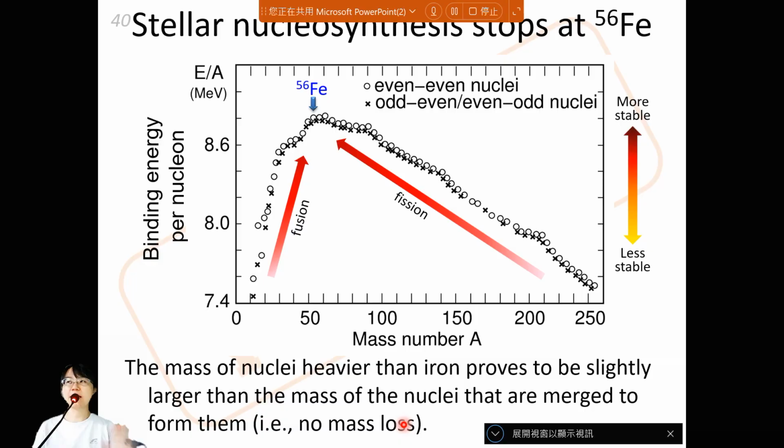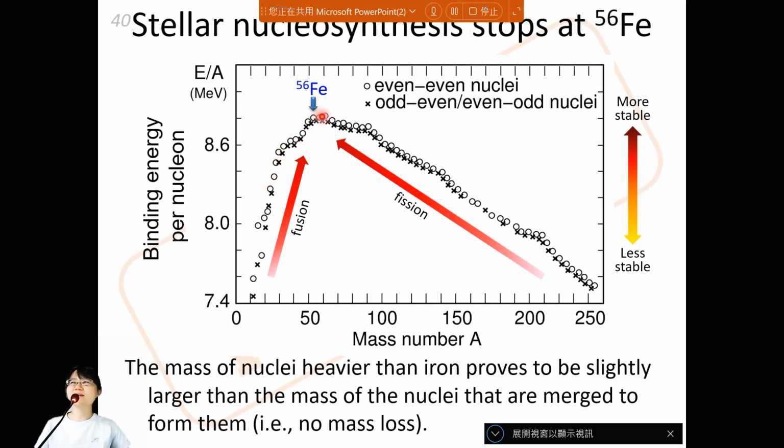No mass loss. That means if we want to fuse larger elements from iron-56, then it's no longer spontaneous. Why? Because during the fusion, there is no longer loss of mass. You need to input more energy into the system to force two elements to fuse into a larger element. This is no longer favorable. All the nuclear fusion will proceed in this direction and stop there.